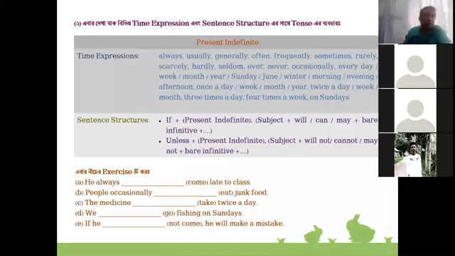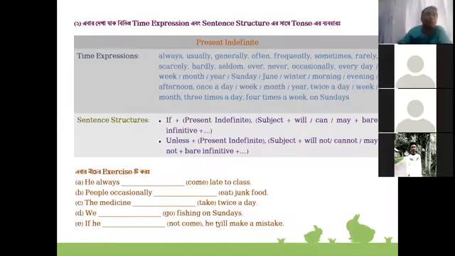A very easy one. If he come, he will make a mistake. Remember, if he will not come, does not come. Here we have to use the present indefinite tense. If he does not come.